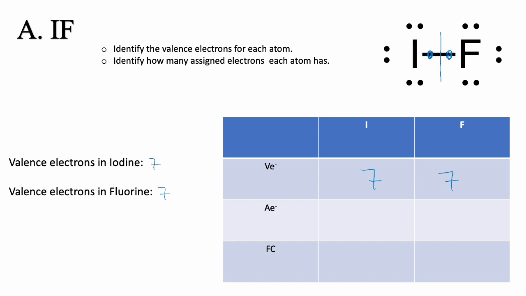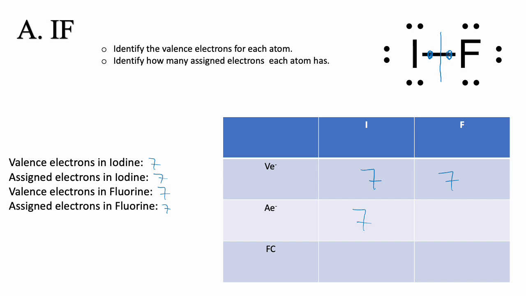Now, we're going to look at how many assigned electrons there are for each atom. So in iodine, there are 1, 2, 3, 4, 5, 6, 7 assigned electrons. So we can write that in. And in fluorine, there are also 7 assigned electrons. 1 from a single bond, 2, 3, 4, 5, 6, 7. So we can write that in and fill that into our table.